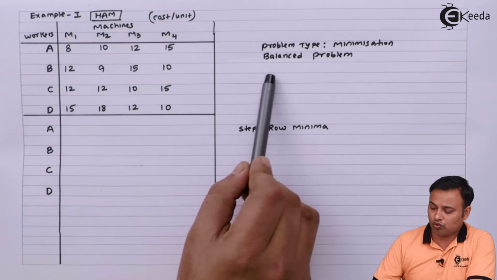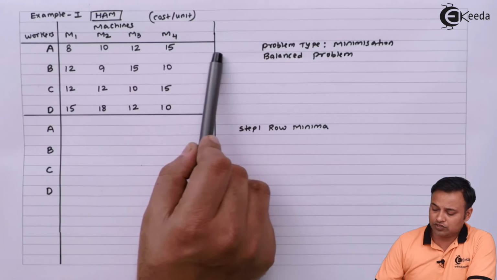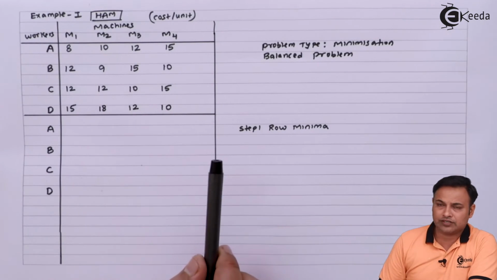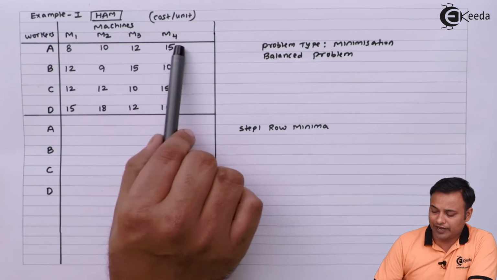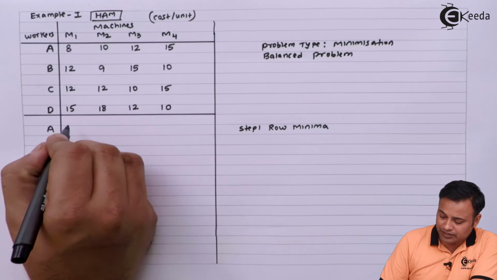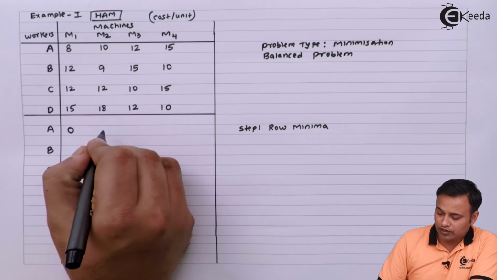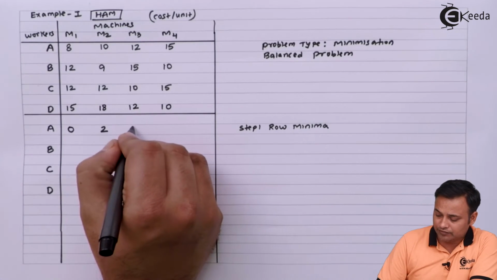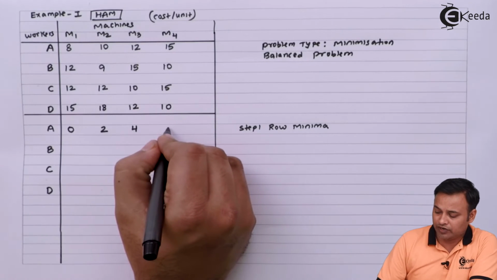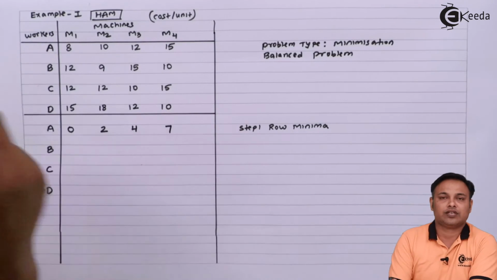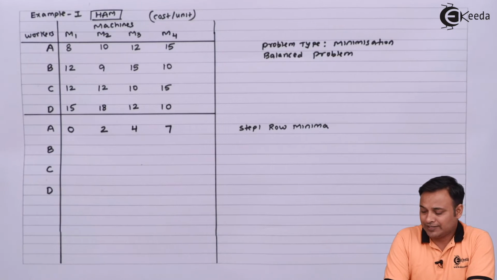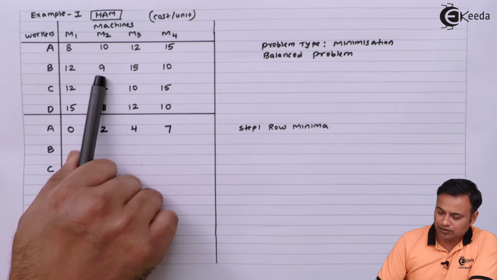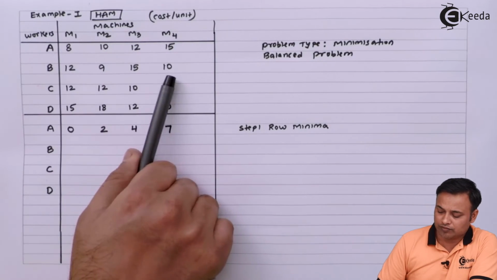So in the first row, मेरे फर्स्ट रो में सबसे लोवेस्ट नंबर है 8, so I'll subtract this 8 from all the values in the first row. There will be 8 minus 8, 0; 10 minus 8, 2; 12 minus 8, 4; and 15 minus 8, 7. In my second row, I have the lowest number as 9. So I'll subtract 9 from all these numbers.